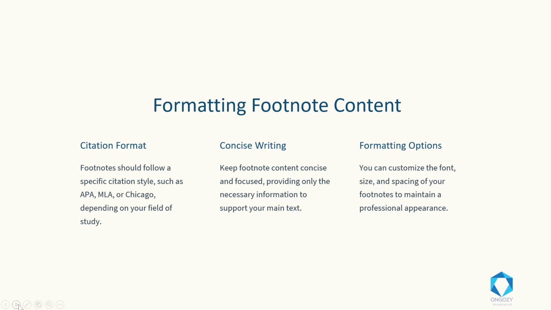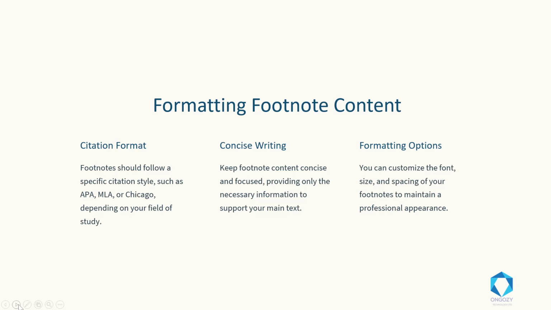As I discussed in our earlier videos, we have various styles such as APA, MLA, or Chicago, depending on your field of study. Ensure that your footnotes are following a specific style and that they are consistent. You don't use one style on one page and then another style on another page. If you choose APA, let it be APA throughout your document. Then ensure that your footnotes are written concisely. Keep the content concise and focused, and provide only the necessary information to support your main text.